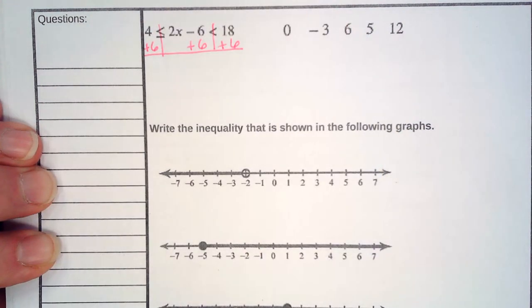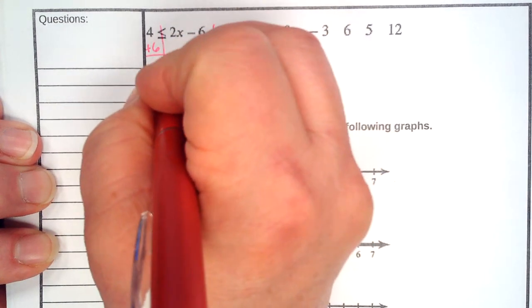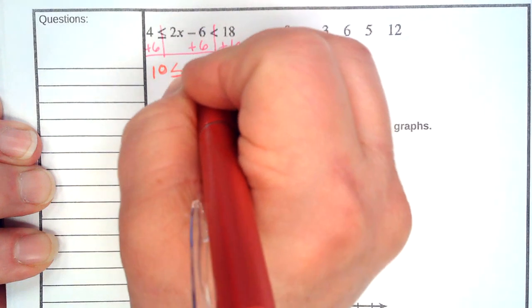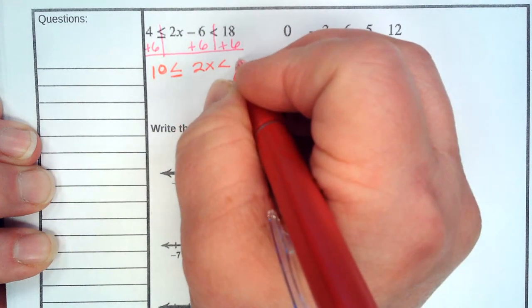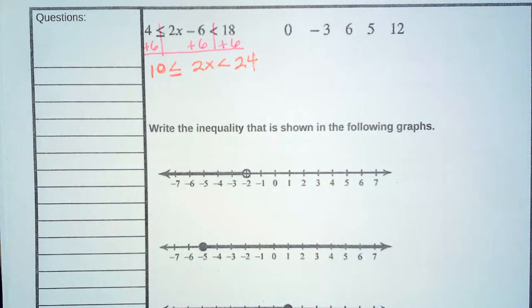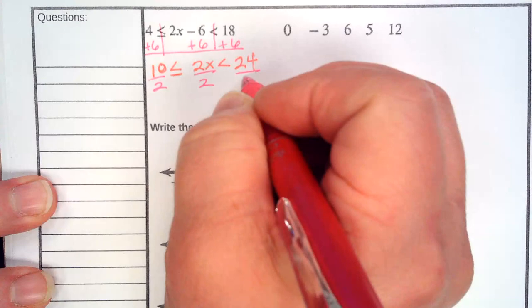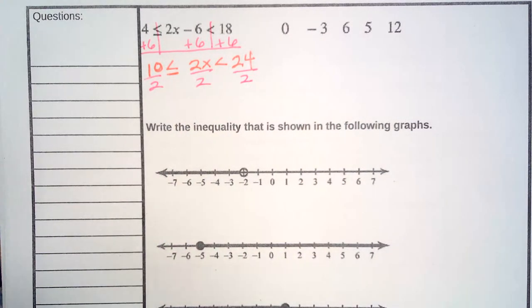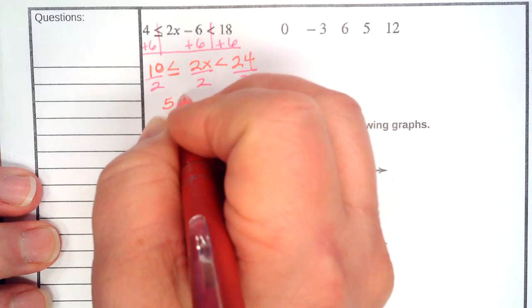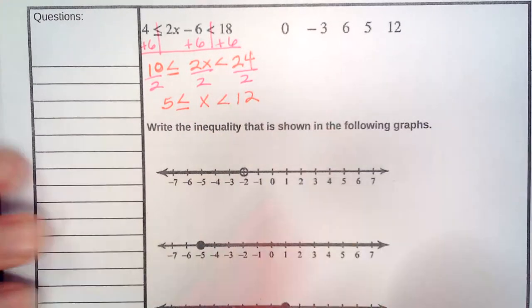4 plus 6 is 10. 10 is less than or equal to 2x, is less than 18 plus 6 is 24. Now what do I do? Well, we divide everything by 2. 5 is less than or equal to x, which is less than 12.